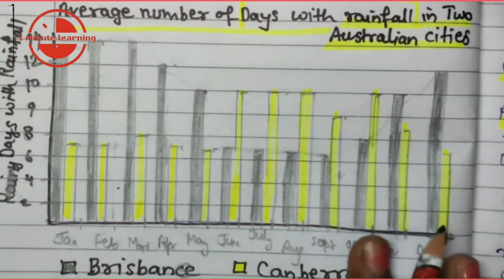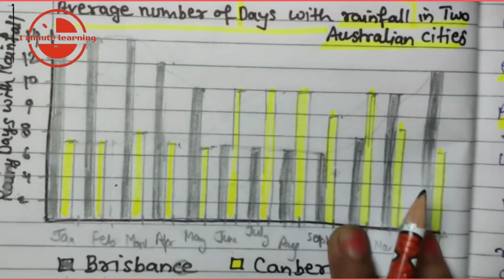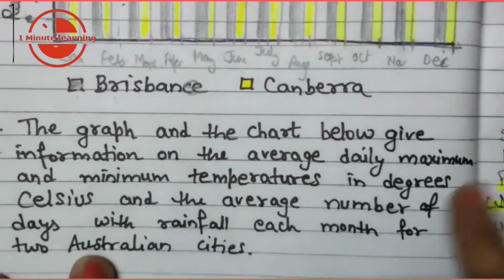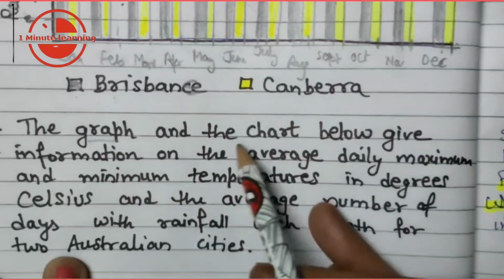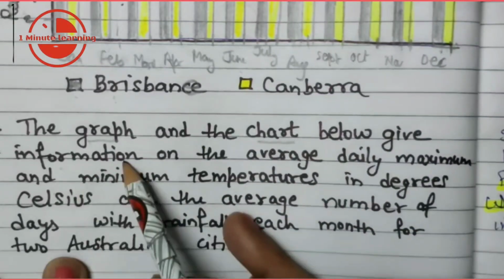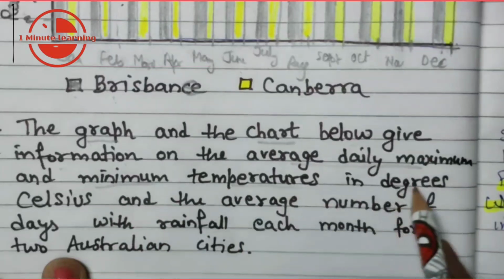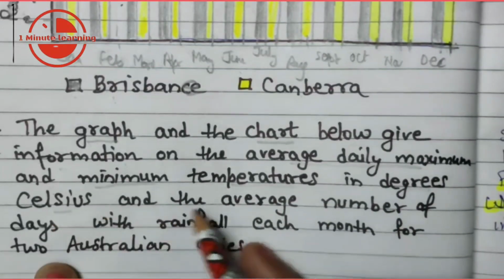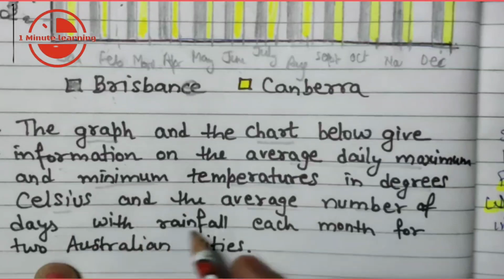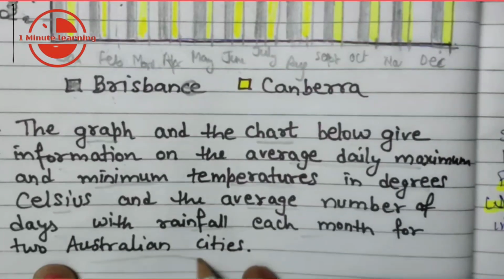Okay, now let's do the introduction. Now this is my question statement. They have given the graph and chart below that give information on the average daily maximum and minimum temperatures in degrees Celsius and the average number of days with rainfall each month for 2 Australian cities.